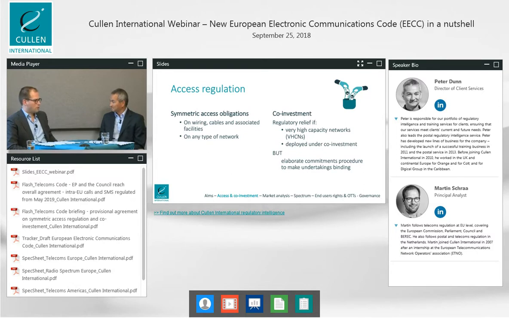So who can propose these commitments? Yeah, it's SMP operators, basically those who are subject to regulation today. And would it apply to specific types of networks? Yeah, it only applies to VHCN, and it's very clear in the text of the Code that it applies only to those VHCN consisting of optic fiber elements up to the end user premises or to mobile base stations. And what would constitute co-investment?